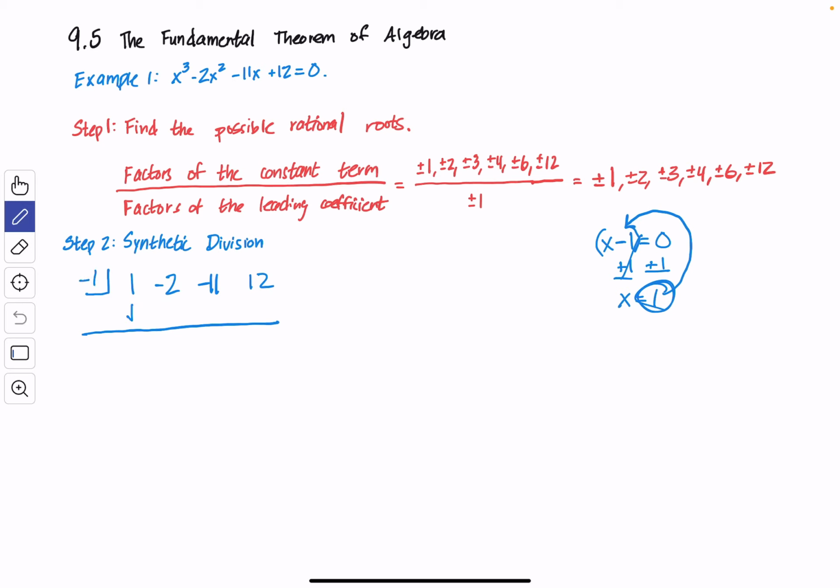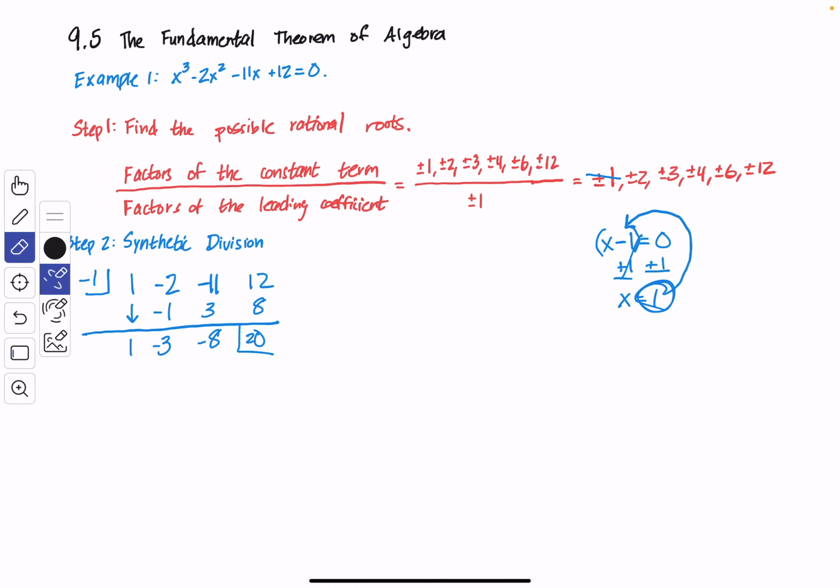So I'm going to bring down my first term. That only happens the very first time you use synthetic. We bring down the 1, and then start multiplying. 1 times negative 1 is negative 1. Then we add these two values, so we get negative 3. Negative 3 times negative 1 is a positive 3. We add those together, we get negative 8. Negative 8 times negative 1 is positive 8. We add those together, and we get 20. So we end up with a remainder. When an x value works out perfectly, there should be no remainder. So that means that x equals positive 1 is not a possible answer.